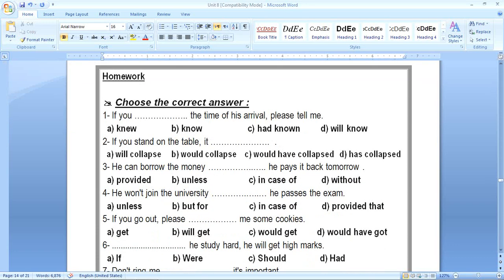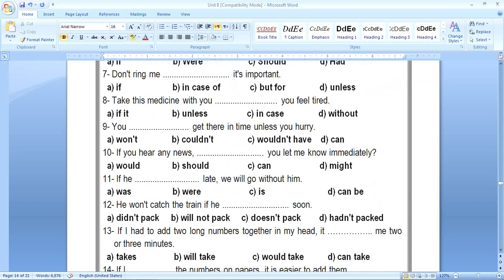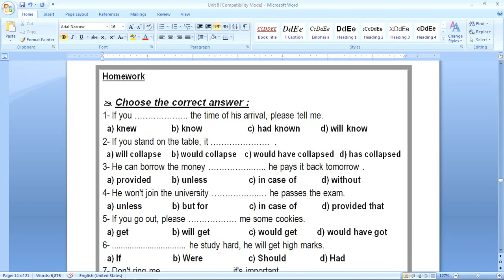Here's homework for you. There are about 15 sentences for you. You can take this page as a screenshot. You can answer these sentences and send your answers, and I promise I'll correct them for you.